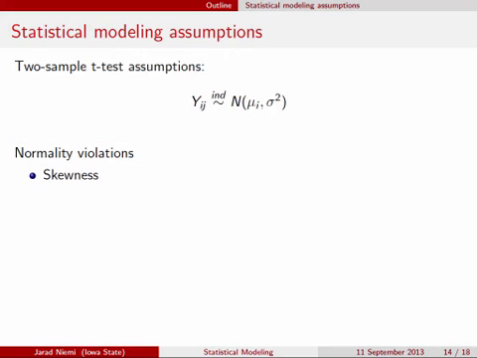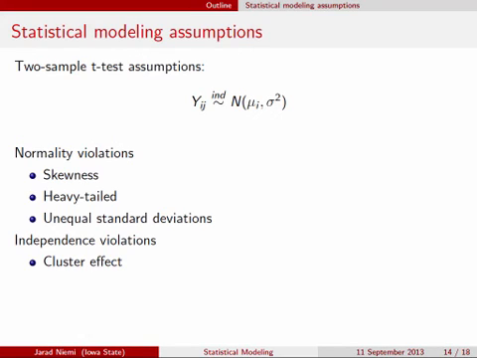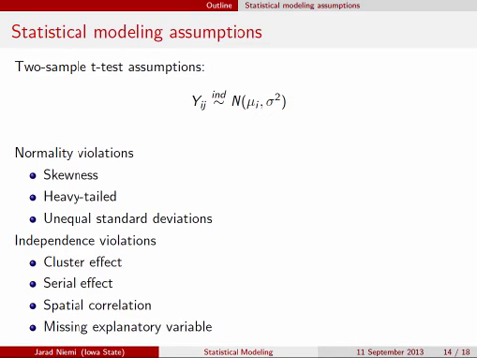We've already commented on them. If the population is skewed, if it's heavy-tailed, that is, there are outliers, or if they have unequal standard deviations, right? We've assumed here that the standard deviations are equal, and so one way that we could violate that assumption is that we have unequal standard deviations. We can also violate this independence assumption by having data that are clustered somehow, data that have some kind of serial effect over time, data that have some spatial correlation. And I'm adding, so this is what the book basically talked about, and I'm going to add another one: we are missing some explanatory variables.